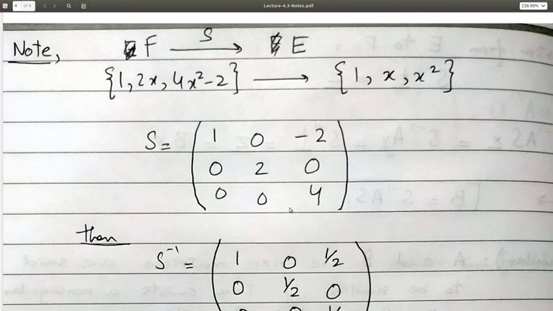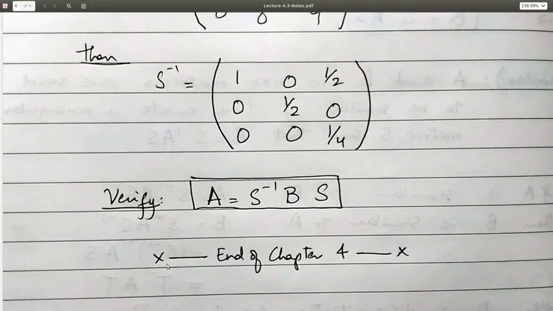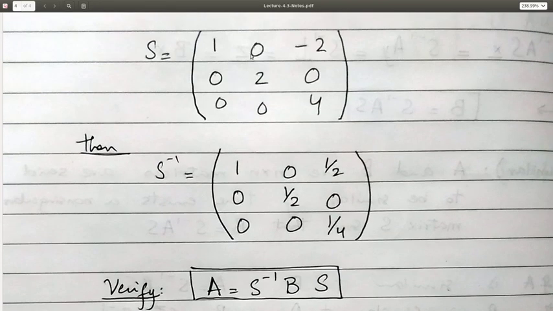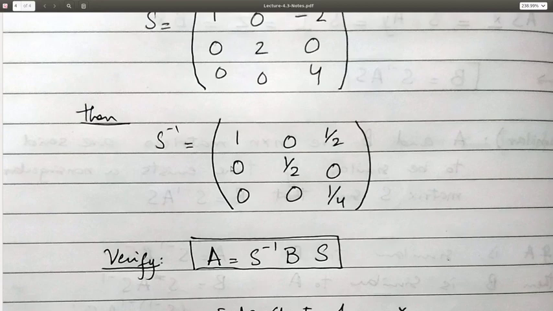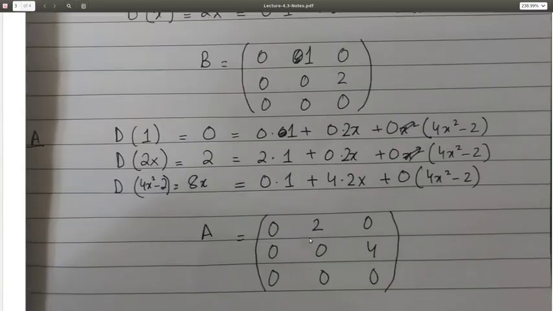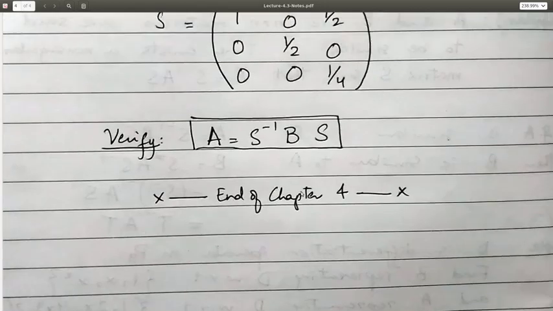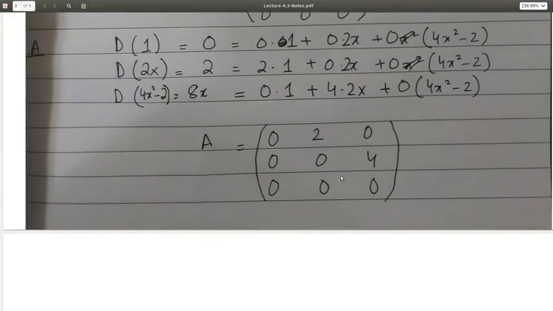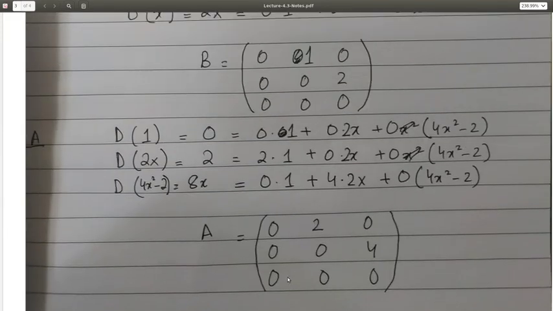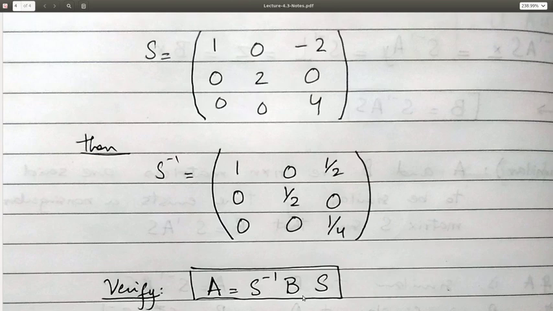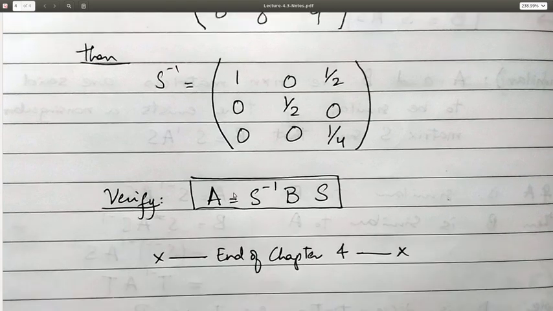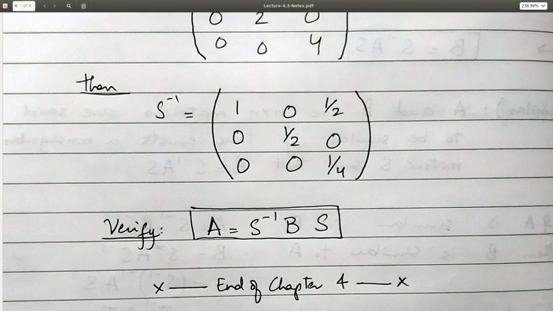And you can, of course, S is easy to invert. This is an upper triangular matrix. You can invert it. And you can verify that if you take this matrix S inverse, and you take this A and B, when you multiply S with B and B with S inverse, you get the same matrix A. So to convert this matrix into this matrix, you can do this multiplication. And of course, A is similar to B. Okay? And that's your chapter 4.